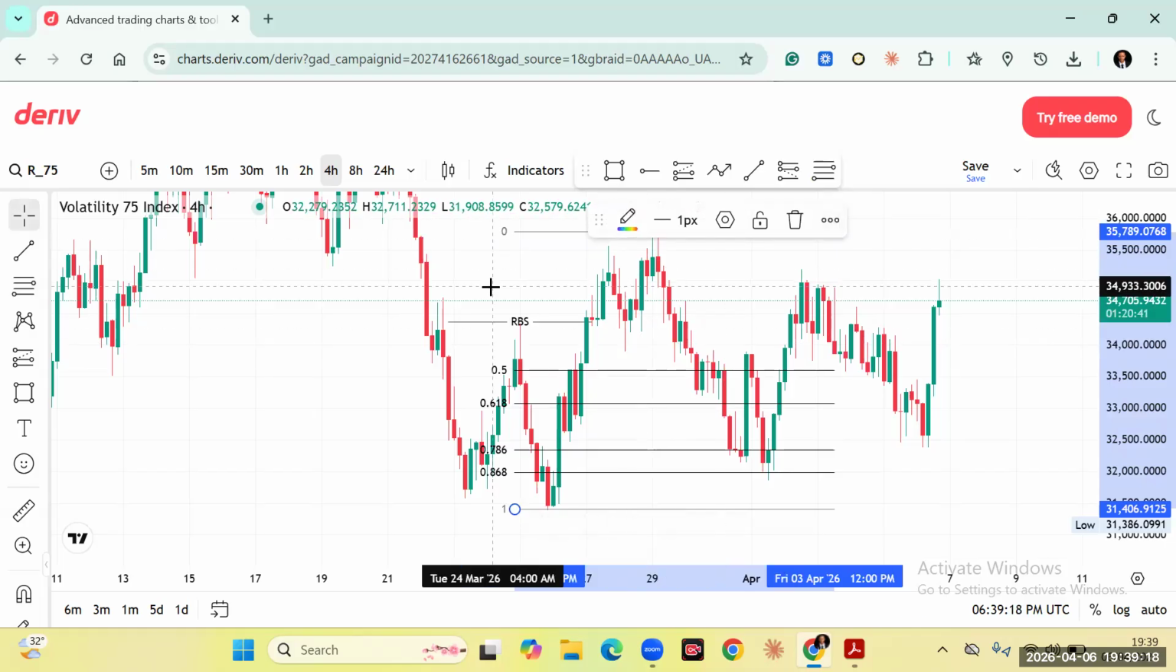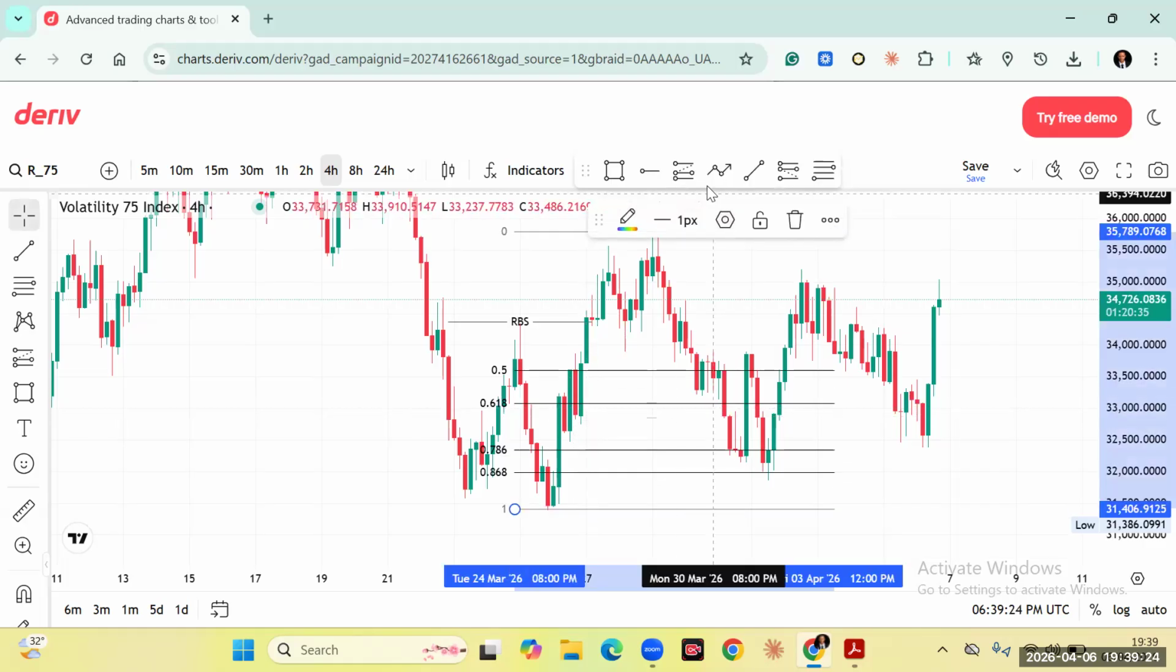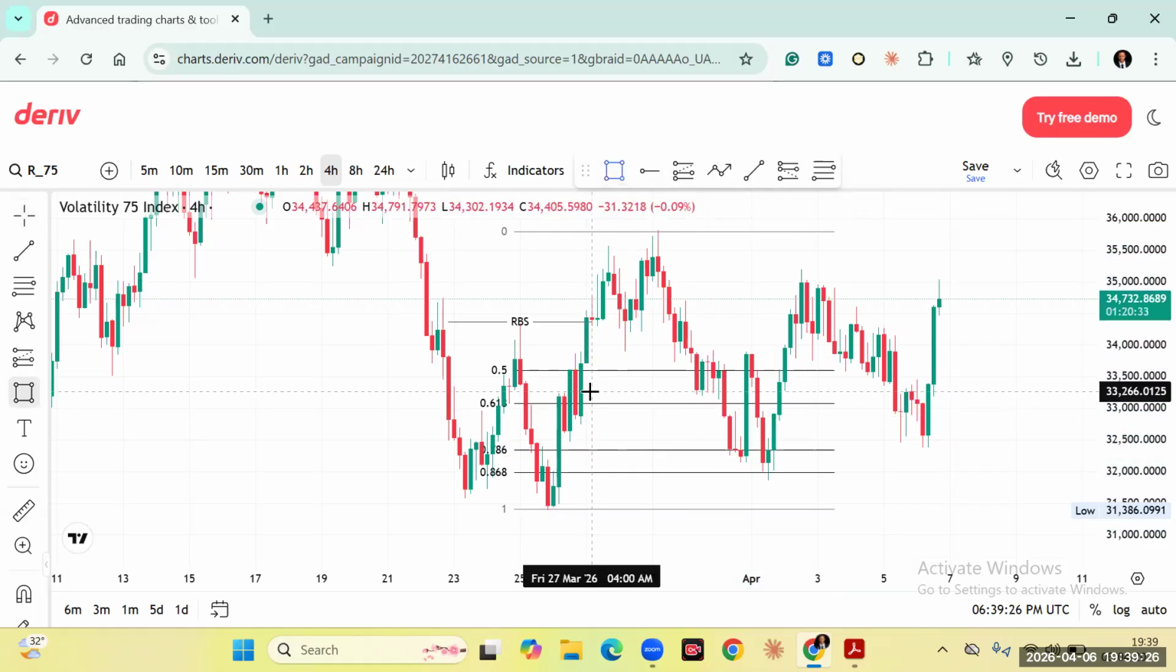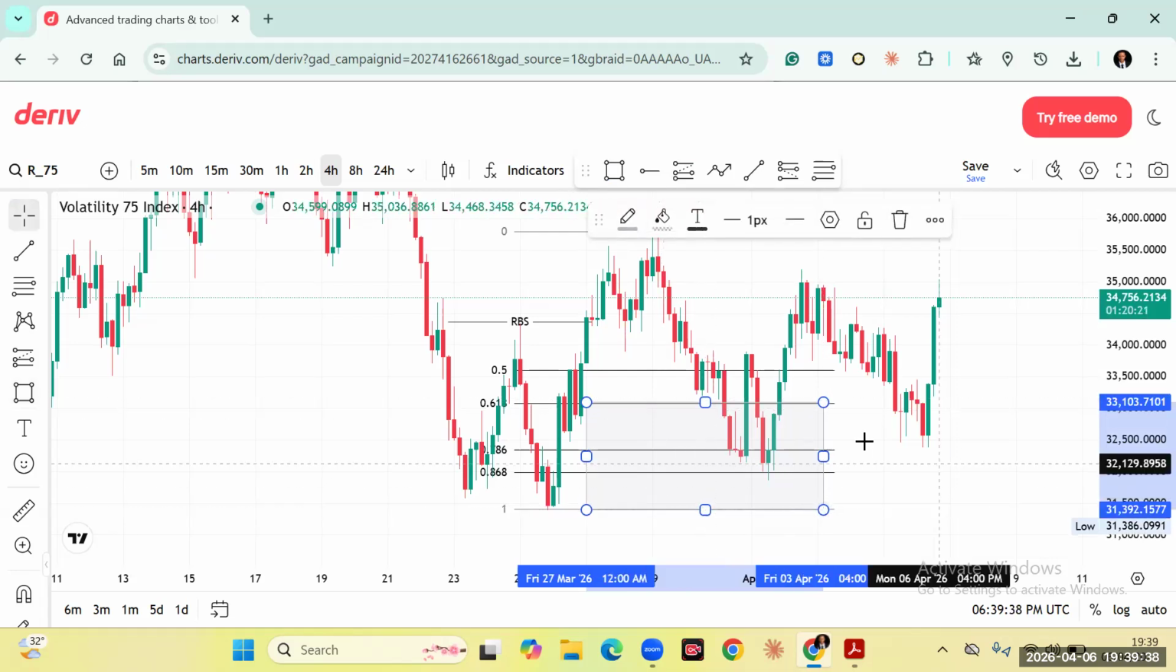Basically, you are waiting for price. So this is the discount zone for buy. Once price comes to 0.6, so this is the discount zone from 0.6 to 1. Once price comes to 0.6, you start looking for your confirmation on the internal range on the 1 hour, 15 minutes, or 30 minutes. You look for your confirmation.